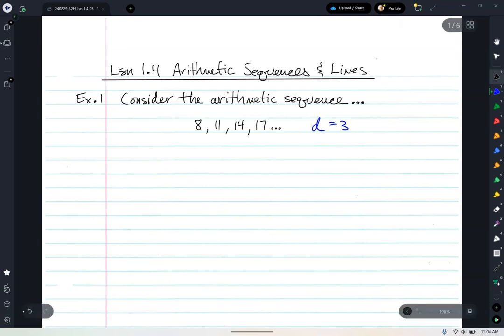Now, we're going to consider an alternate look. Let me take a second and give you some straight edges so you can draw some nice straight lines.